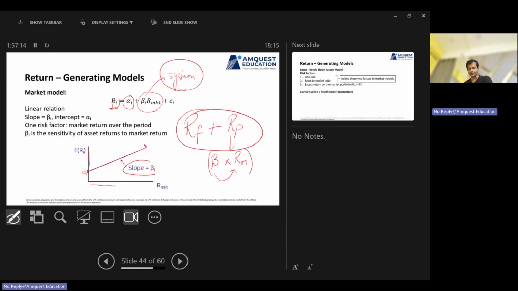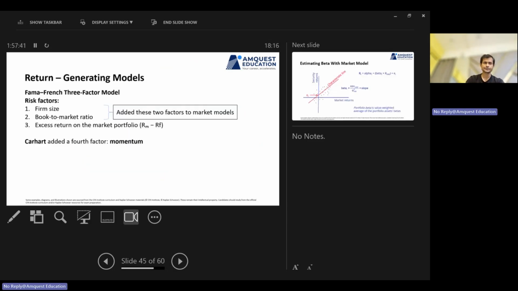Obviously, the slope is very important. The slope indicates the rate of return. If it's like this, it means I'm earning more return for little risk. If it's like this, I'm earning lesser return for more risk, right? So the slope is indicating the rate of return that you will essentially be earning. Clear? Got it? So slope refers to beta, right?